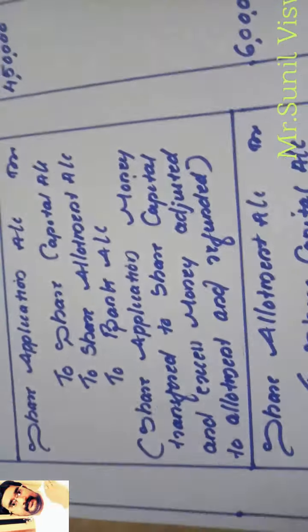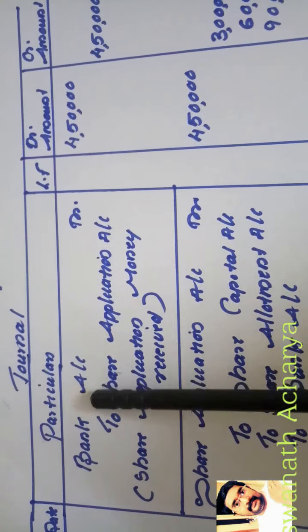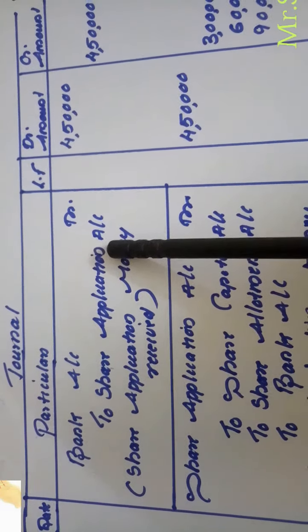Now we can start the journal entries. When you start the journal entry, first we have to draw the journal format. First journal entry: bank account debit to share application money.